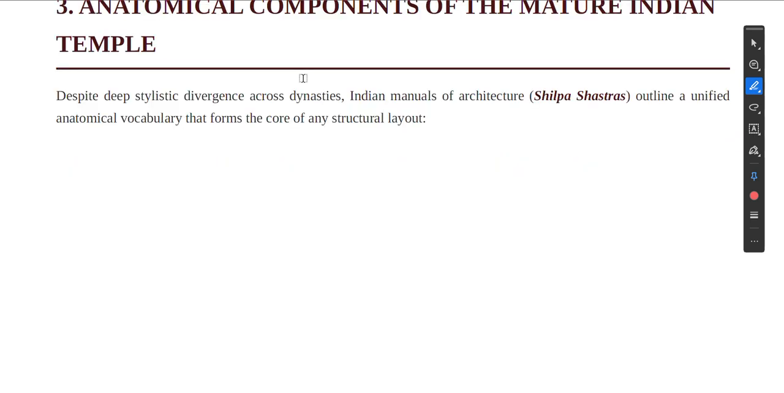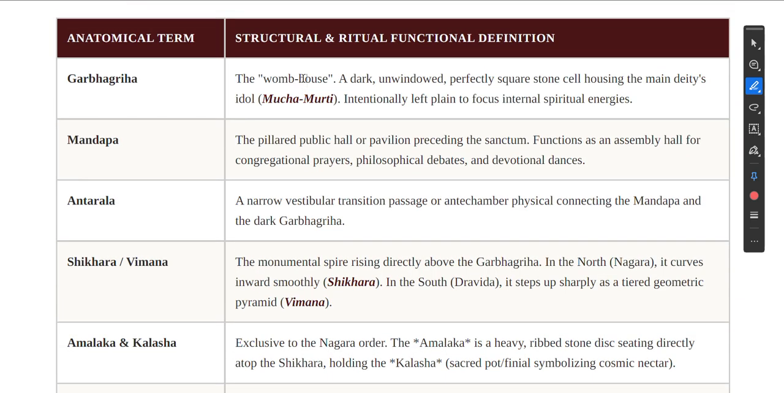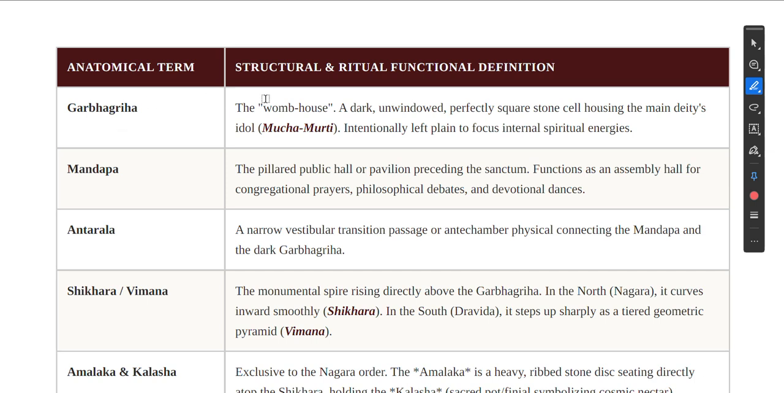Now let us talk about the mature stage, the anatomical terms and their structural and ritual functional definitions. Garbhagriha. What is Garbhagriha? It is the womb house, a dark windowless cell, meaning absence of windows. A perfectly square stone cell housing the main deity's idol, the Mukhya Murti. Intentionally left plain to focus internal spiritual energies.